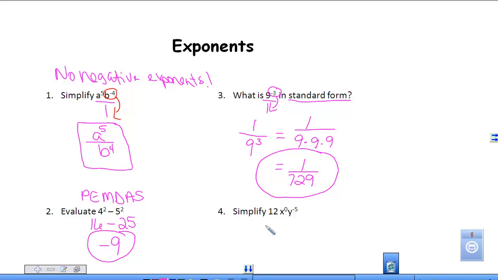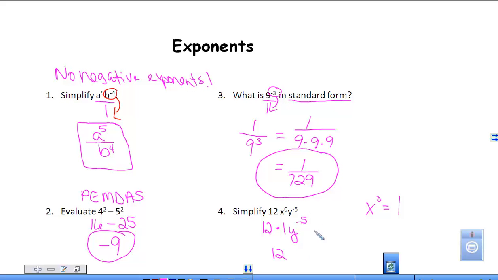The last problem on this page has 2 different rules we're dealing with. We have x to the 0 power. And remember, anything to the 0 power equals 1. So in this case, x to the 0 power simplifies to 1. So I could rewrite this as 12 times 1 times y to the negative 5th. Well, 12 times 1 gives us 12. So we're left with 12.